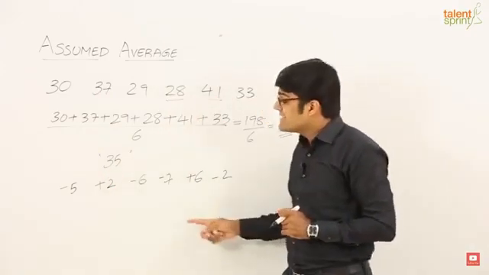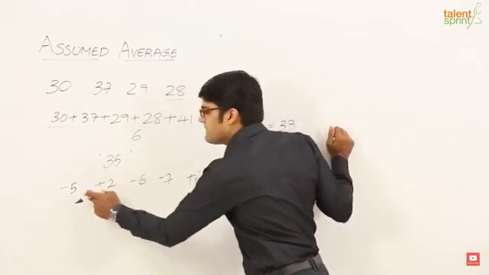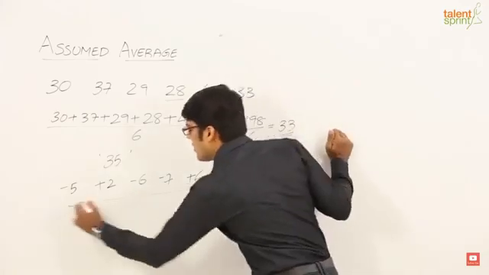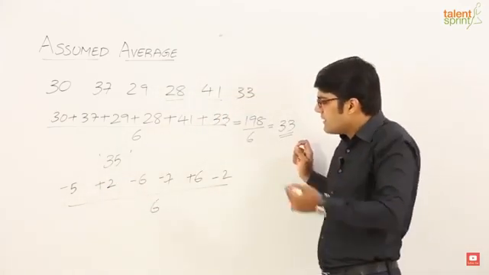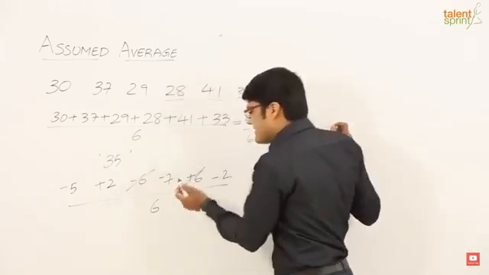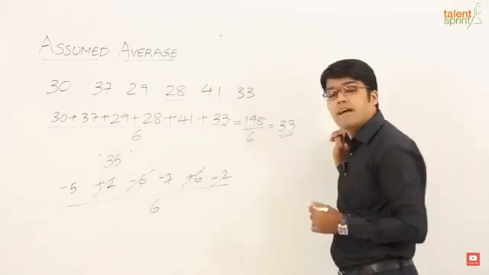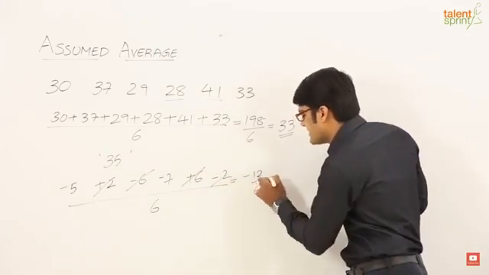And now just calculate the average of these deviations. What do we get? Minus 5 plus 2 minus 6 minus 7 plus 6 minus 2 upon 6, because there are 6 observations here. Now do the calculation here. Incidentally, we see that minus 6 and plus 6 get cancelled, minus 2 and plus 2 get cancelled out. We are left with minus 5 minus 7, which is minus 12. Minus 12 upon 6 is minus 2.